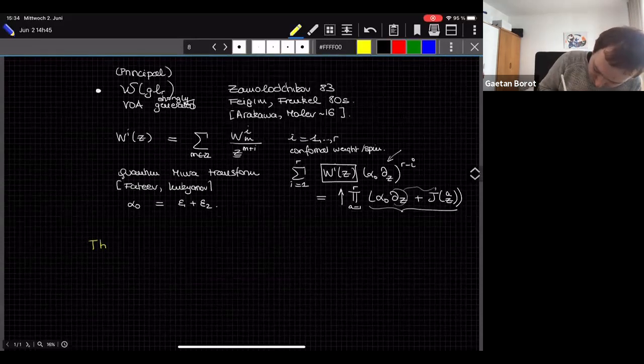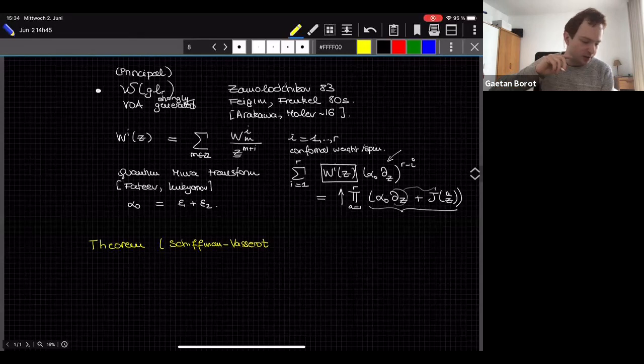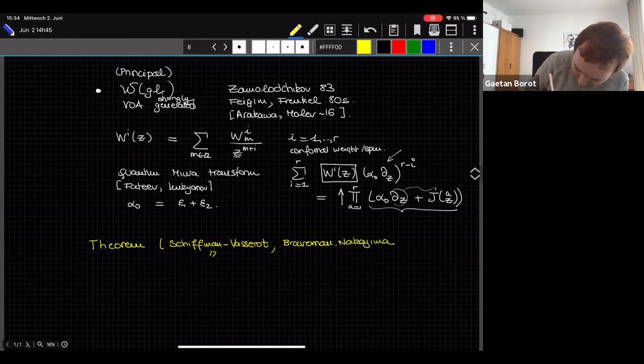And so now we have the tools to formulate the theorem, which is due, in some version, to Schiffmann and Vasserot. Also, they didn't use intersection cohomology, they rather used Borel-Moore homology, but it is a result of a similar flavor. For GL_R, it was generalized by Braverman, Nakajima, I think it's around 12. This is around 15. And Finkelberg.